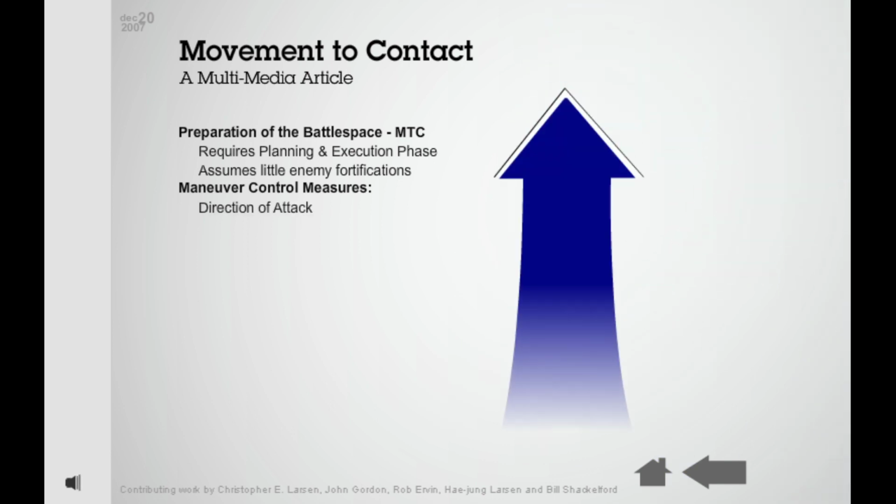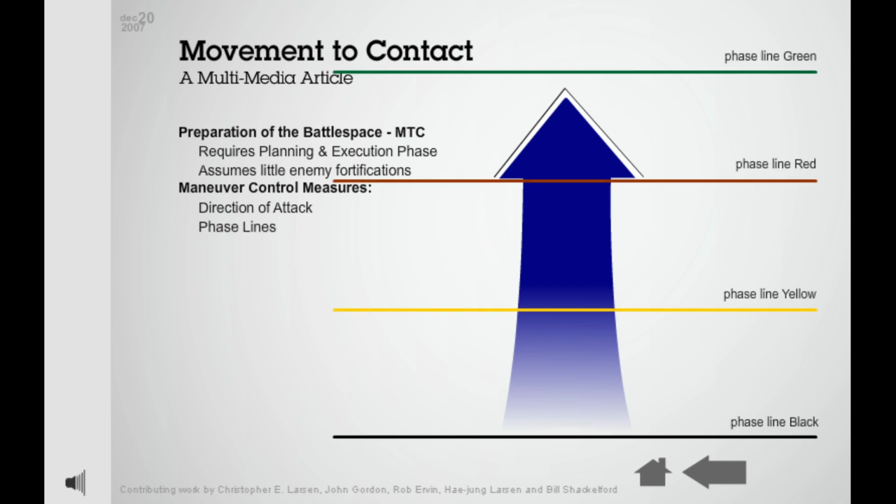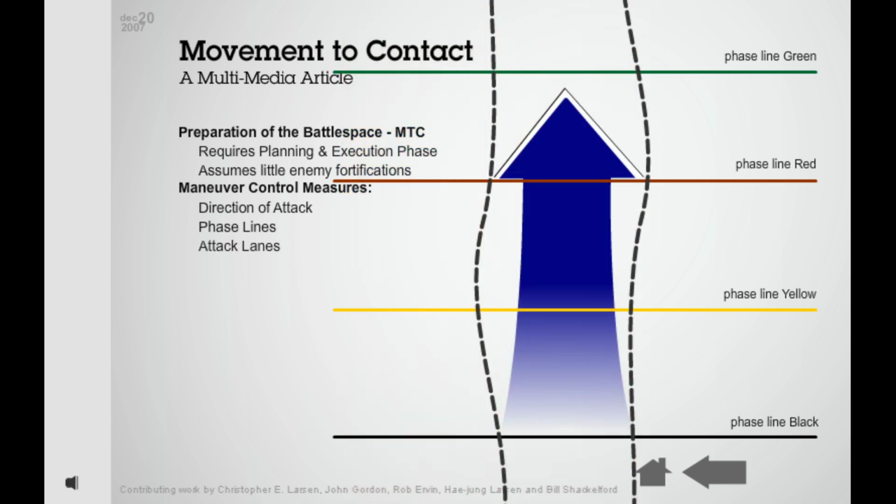Whatever the case, maneuver control measures such as a primary direction of attack and phase lines are designated so that the commander can monitor the evolution of the operation. Furthermore, the direction of attack will be further broken into attack lanes for the vanguard forces.